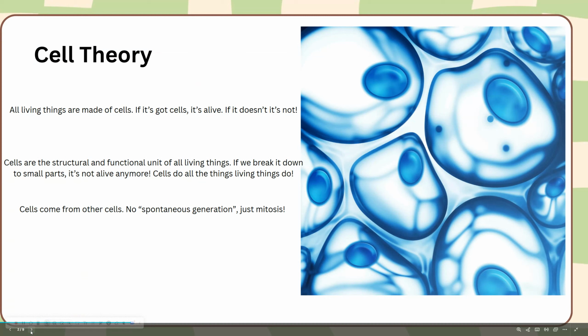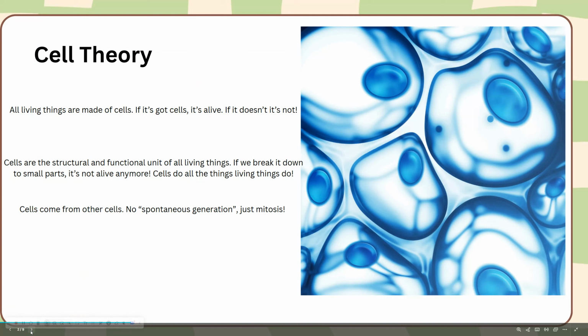And this is the part of cell theory that really has scientists struggling with classifying things like viruses that don't have cells but do reproduce. And so it makes it sort of a research focus area in biology. But our first part, again, is all living things are made of cells, and that cells are the structural and functional unit of living things.